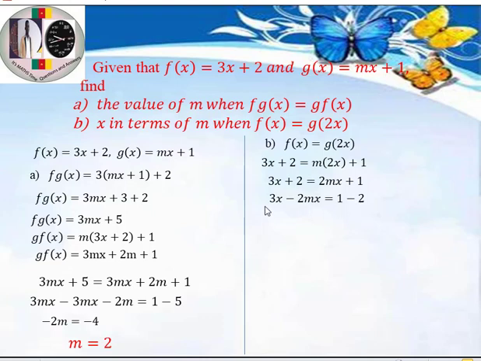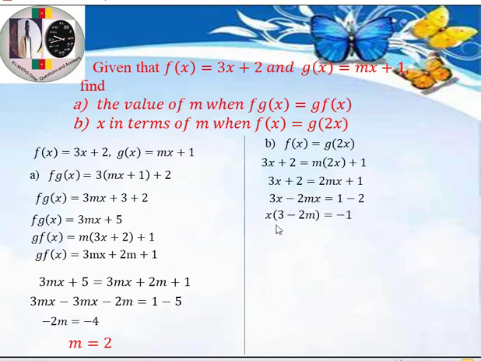So now what are we looking for? We are looking for x in terms of m. So we are looking for x. x is common between these two terms here. So we'll factor out x, and we are going to have x into 3 minus 2m equals to minus 1, because 1 minus 2 is minus 1.